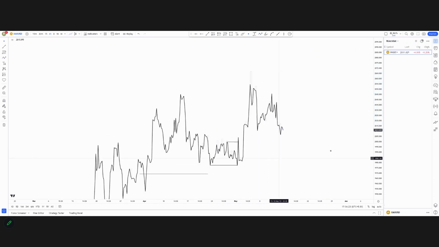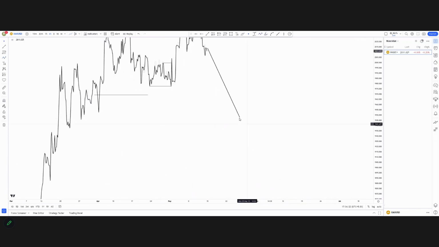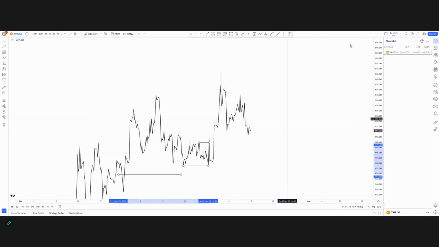Let's see. Okay, let's see. Now we are in the obstacle zone. Price might come below. Yeah, price might come below and break this low. If price broke this low, then chances are price is gonna go lower. Gold will. Okay, so that is how we look at our bias using the storyline concept.